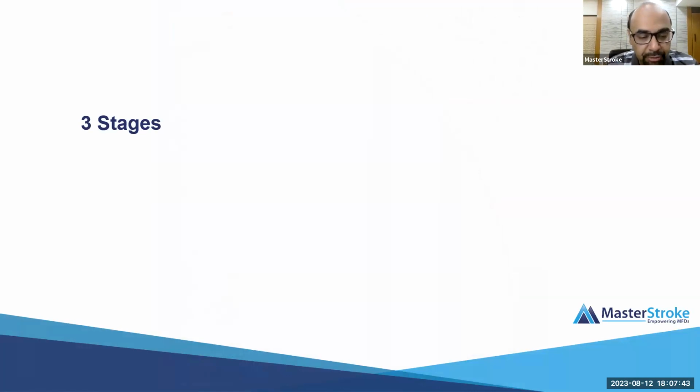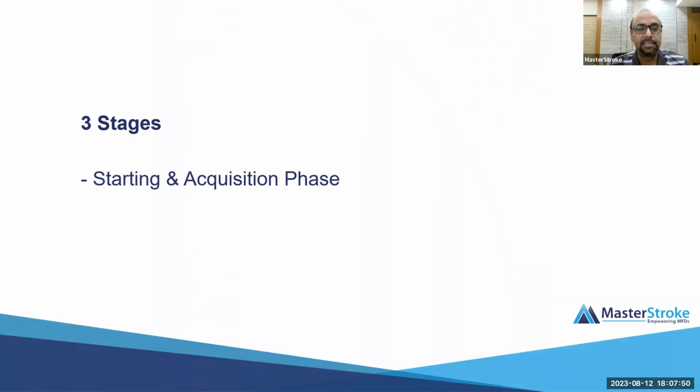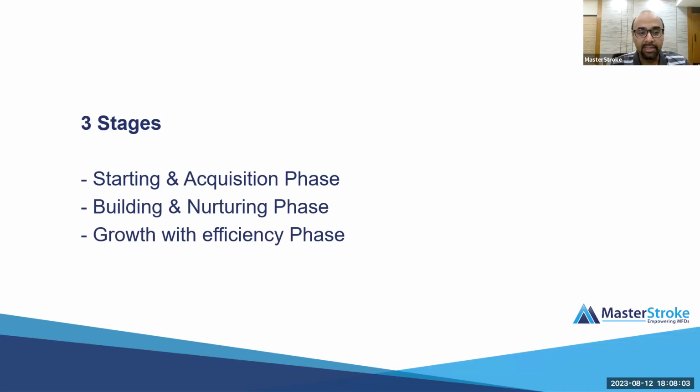Very short program, very crisp program. And there are 3 stages of a mutual fund distribution business. The first phase is starting and acquisition phase, that you have taken your ARN and you are starting, and I will tell you what you should do in this phase. The second phase is building and nurturing phase, when you have some clients and then you want to nurture. And then the final stage is growth with efficiency phase. I have been into these 3 phases of my life. And so I will tell you how you should look at the work life cycle in your own business.